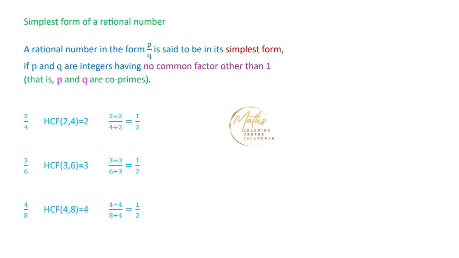So simplest form just means that whatever number we obtain, if the HCF of the numerator and denominator is 1, that is, the numerator and denominator are co-prime, then that number is said to be in the simplest form.